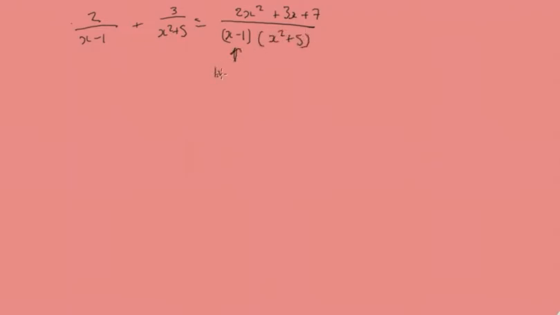Let's look at our third class of functions. Previously you would have seen something like 2 over x minus 1 plus 3 over x squared plus 5, and once you do all the maths and sort this out, you'd get a function like this: 2x squared plus 3x plus 7 over x minus 1 times x squared plus 5. So here you have your linear function and your quadratic. So the rule for this is px plus q over ax plus b, times cx squared plus d.